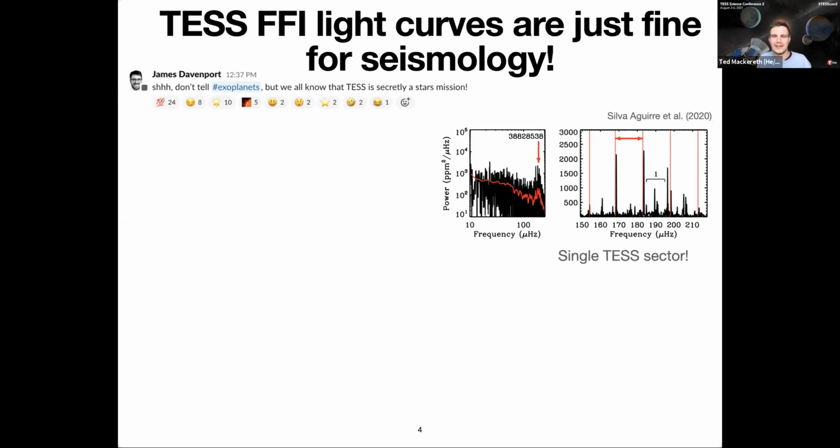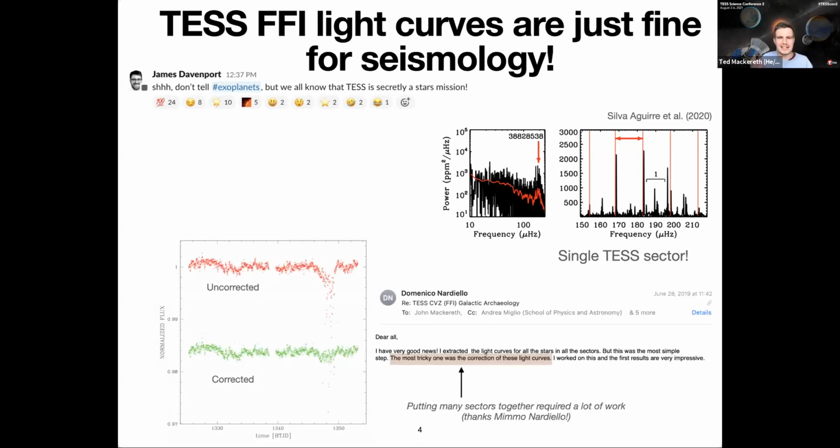But this paper by Victor Silva Aguirre again showed that with single sector TESS data, you can easily measure oscillation modes in red giants in single sectors of TESS. And he showed that you can actually also detect the individual radial mode frequencies as well, very neatly. And so we went to look at stars in the CVZ to see if we could get longer light curves where we might be able to probe deeper down the red giant branch in that higher frequency oscillation range. And so I sent a bunch of stars to Mimo Nardiello, who's actually an exoplanetier, it turns out, and he was able to extract light curves for a set of stars in the CVZs for us.